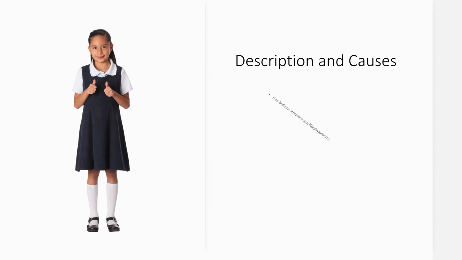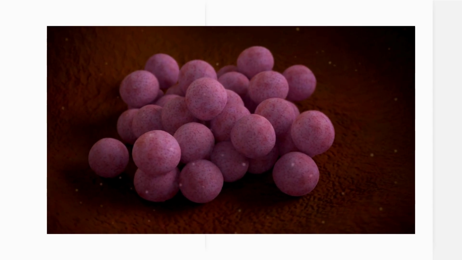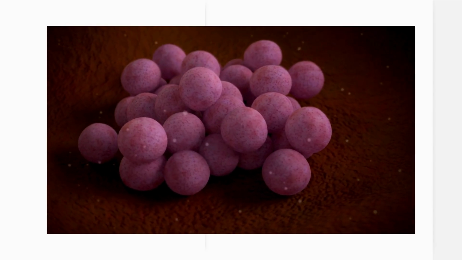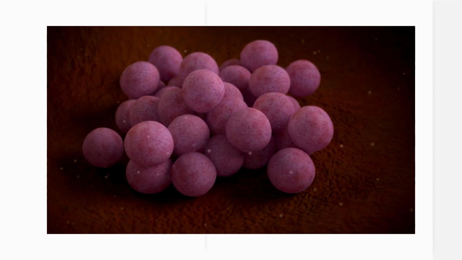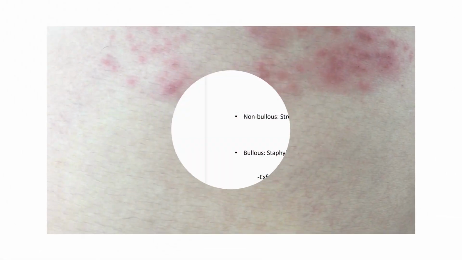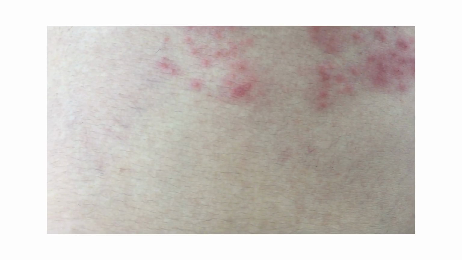The non-bullous type is usually caused by the streptococcus or staphylococcus, which are both gram-positive bacteria. The bullous type is due to Staphylococcus aureus, which produces exfoliative toxins A and B. They cause a dissociation of epidermal cells, which causes the blister formation.